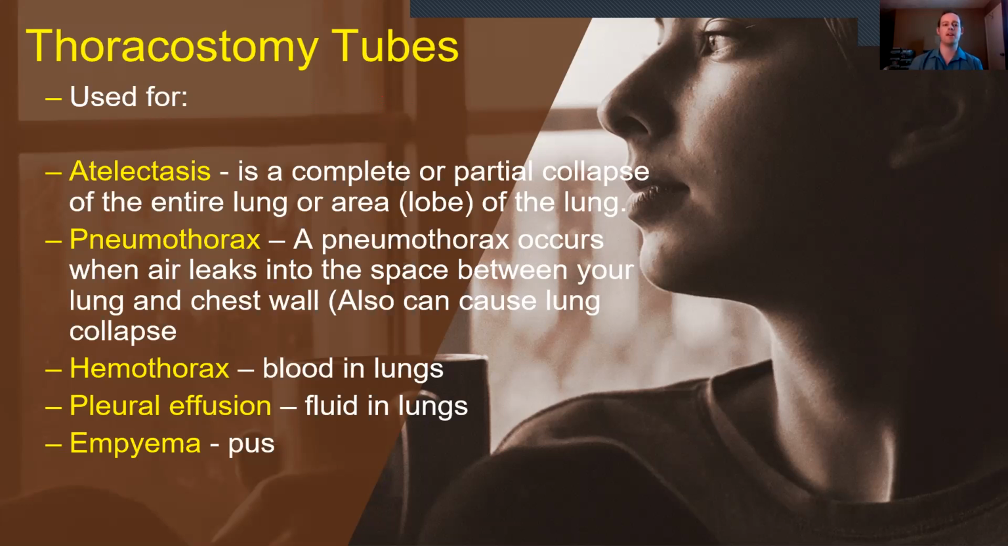Pneumothorax, we talked about this last semester. That's simply air that leads to that space between your lung and chest wall. This can also cause a lung collapse. But this is air primarily between the lung and the chest wall. So that chest tube is going to be put in there to drain that air out, to keep that lung from collapsing from the pressure inside that person's chest.